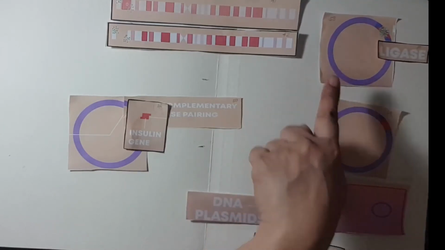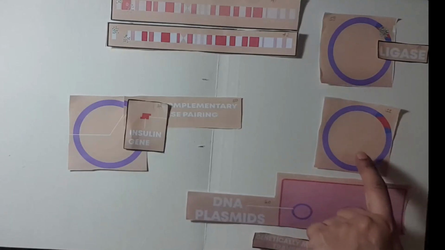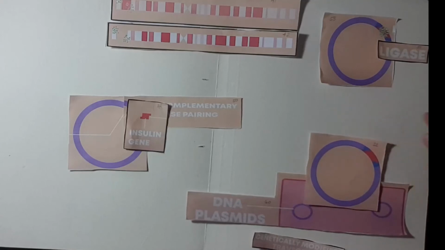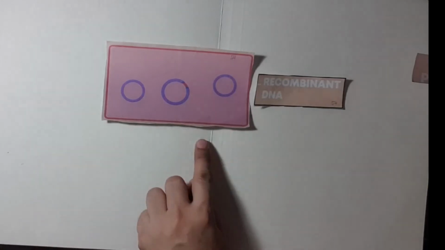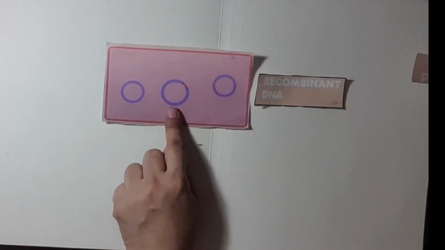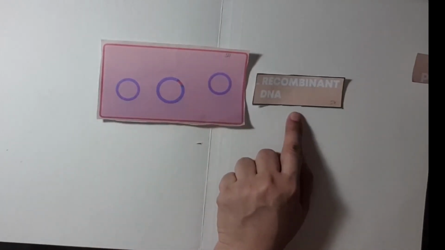The modified plasmid is then inserted into the bacterial cell. The modified bacterium is a genetically modified or transgenic organism because it contains some human DNA along with its own bacterial DNA. Its DNA is called recombinant DNA: bacterial DNA linked with human DNA.